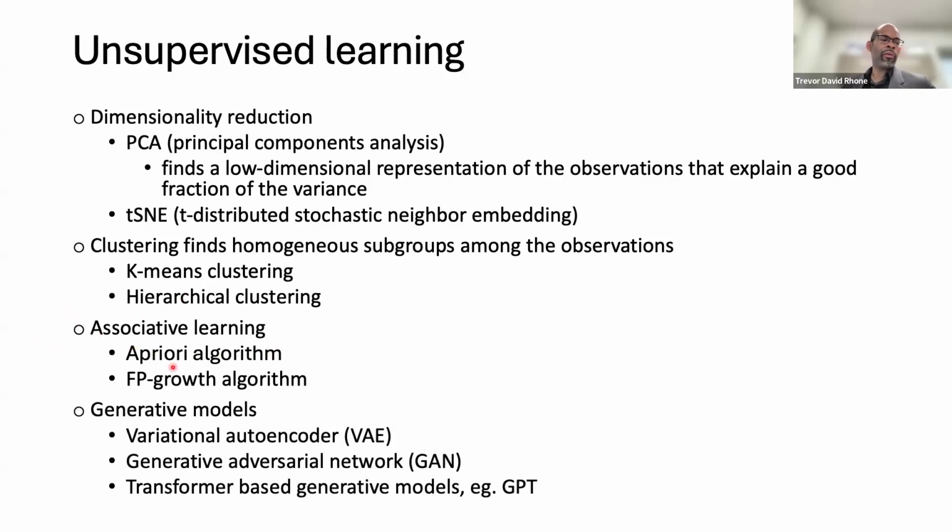And there are generative models. Hopefully we'll get to this today, which is basically leveraging either variational autoencoders, generative adversarial networks, or transformer-based generative models, for example GPT, as in ChatGPT. We'll focus on VAEs today. We won't have time to get to the other two.